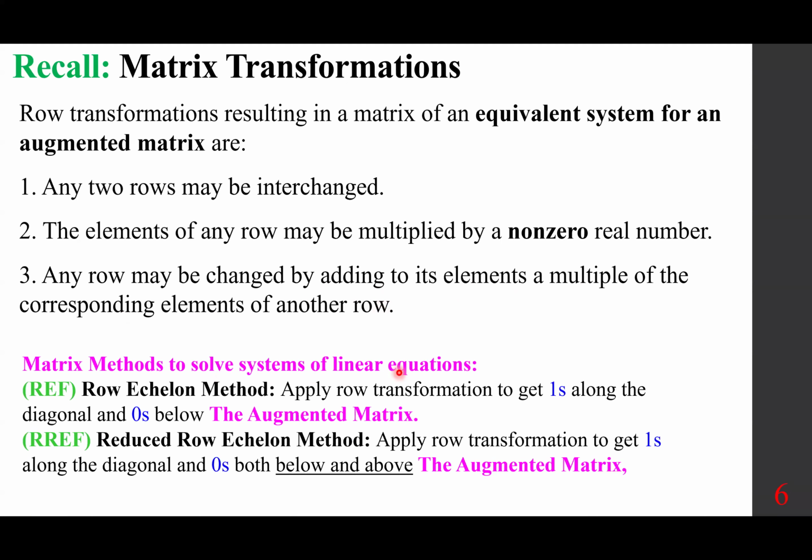Matrix method to solve systems of linear equations. REF, row echelon form or row echelon method: apply row transformation to get ones along the diagonal and zeros below in the augmented matrix. RREF, reduced row echelon method or form: apply row transformation to get ones along the diagonal and zeros both below and above in the augmented matrix. So that's the synopsis of the previous section.